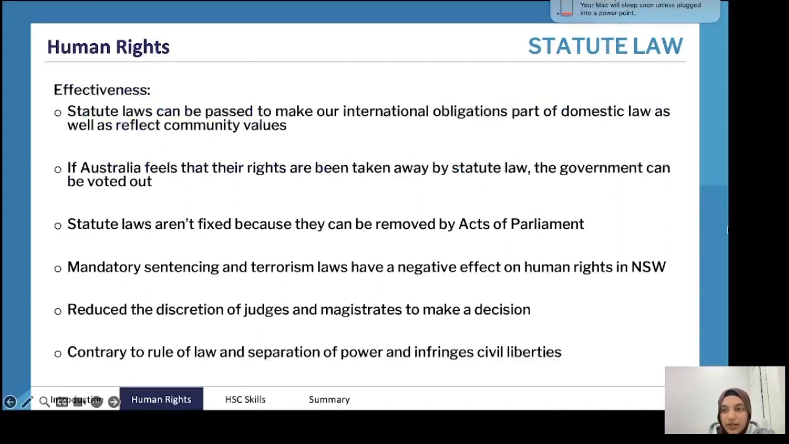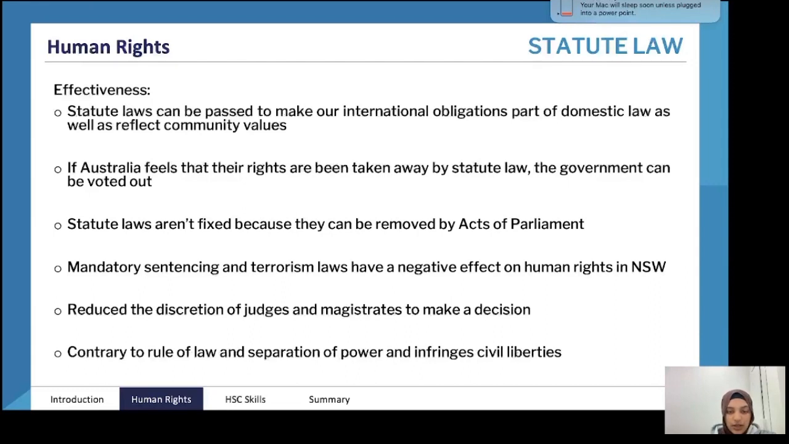All right, so the effectiveness of statute law. Statute laws can be passed to make our international obligations part of the domestic law, as well as reflect community values. So if Australians feel that their rights are being taken away by statute law, the government can be voted out. So we have those rights in that way. Statute laws aren't always fixed because they can be removed by acts of parliament. So mandatory sentencing and terrorism laws have a negative effect on human rights in NSW.